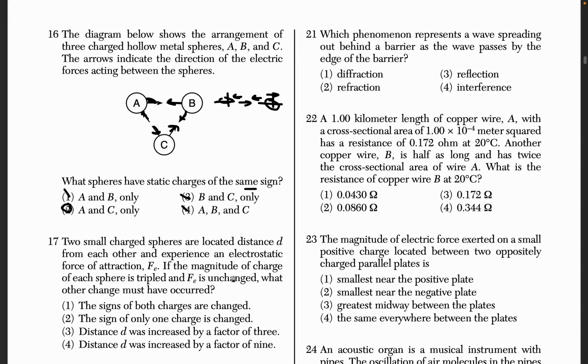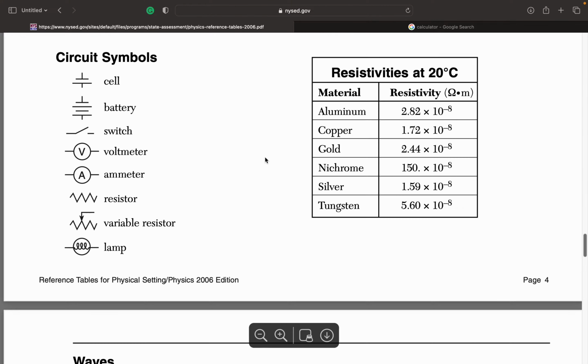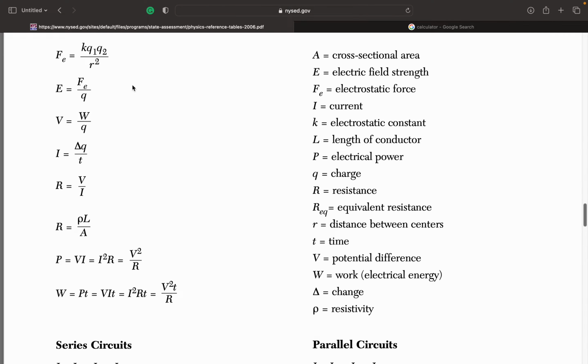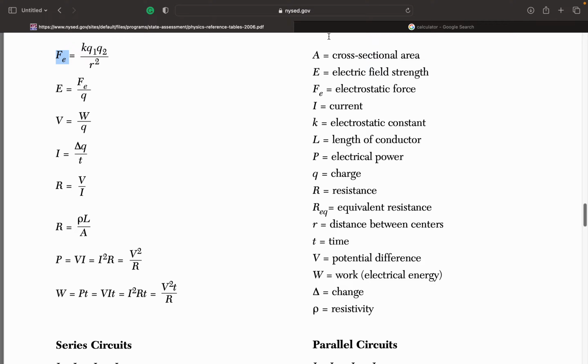Next, two small charged spheres are located a distance d from each other and experience an electrostatic force of attraction, Fe. If the magnitude of the charge on each sphere is tripled and Fe is unchanged, what other change must have occurred? Okay, so what formula could we use here? On the electricity set, we could use this one: Fe equals kq1q2 divided by r squared, right? So Fe is proportional to q1q2, and the constant k always stays the same.